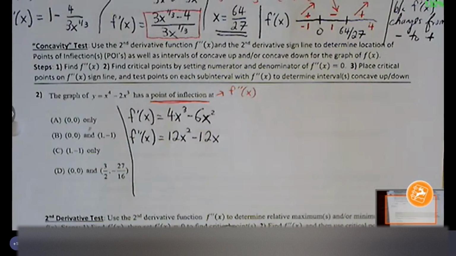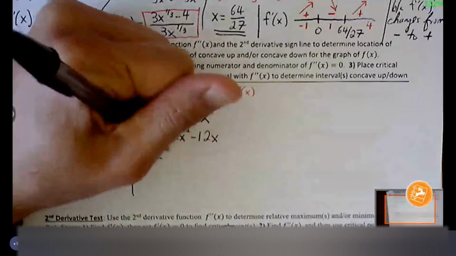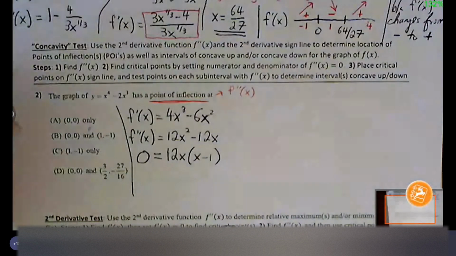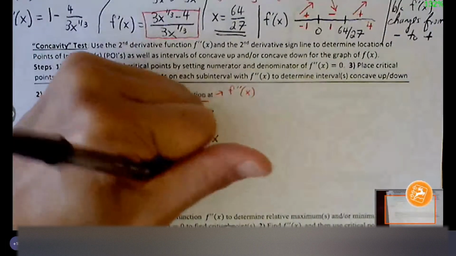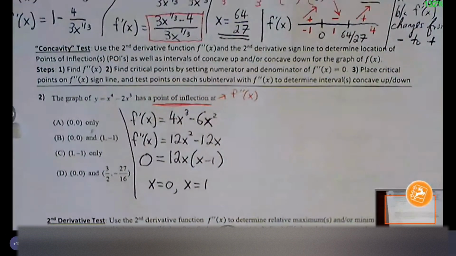We can set our second derivative equal to 0. We can also factor GCF out. And then we can solve for x. Okay. Now, can we stop here and say that these are points of inflection? Not yet. Okay, so that's an important point that I want to bring up.